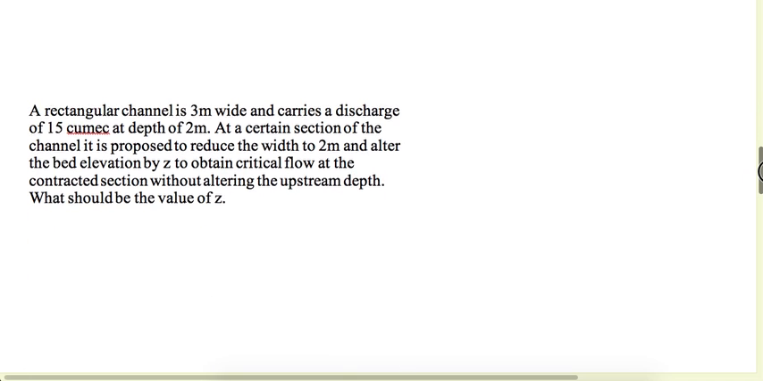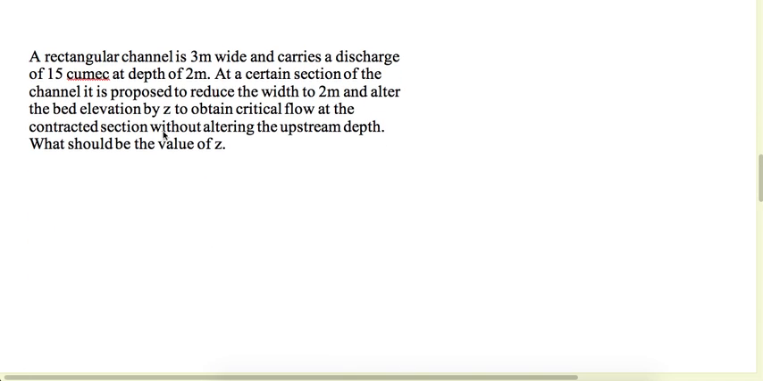Let's move on to the next question. A rectangular channel is 3 meter wide and carries a discharge of 15 cubic meters per second at a depth of 2 meter. At a certain section of the channel, it is proposed to reduce the width to 2 meter and alter the elevation by Z amount to obtain critical flow at the contracted section without altering the upstream depth.